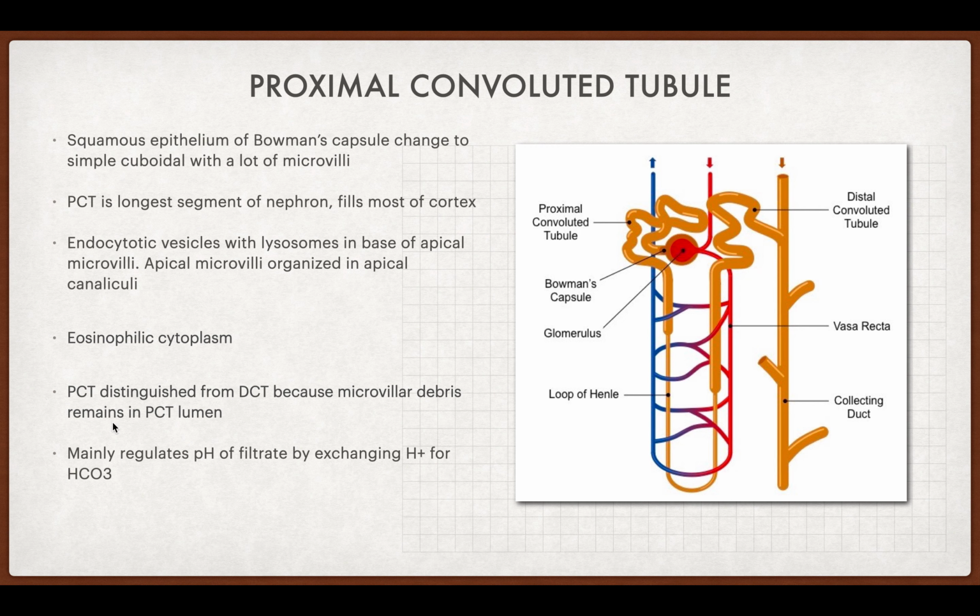The proximal convoluted tubule is distinguished from the distal convoluted tubule because the microvilli debris is going to remain in the proximal convoluted lumen, which makes sense because you want to excrete it out, right? The main job of the proximal convoluted tubule is to maintain the pH of the filtrate, not the blood, the filtrate, by exchanging hydrogen ion for bicarbonate.